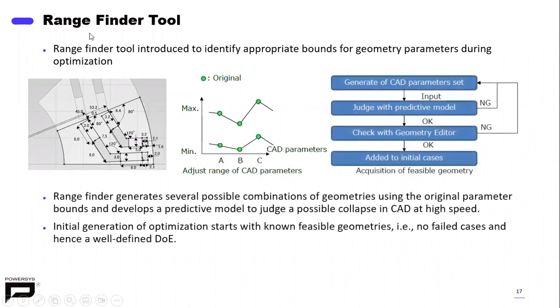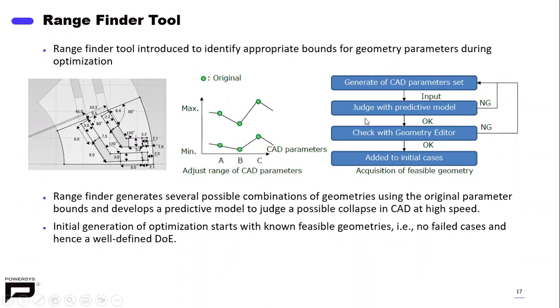And when we use this range finder tool, what happens? The software itself will adjust these minimum and maximum values within a bounded region in order to deselect the CAD parameters in which the geometry may break. Such cases will be eliminated by the software with the help of the rangefinder by adjusting the range for a particular CAD parameter, so that the cases that are produced will produce the model without any break in the geometry. That is the main advantage of this rangefinder tool.